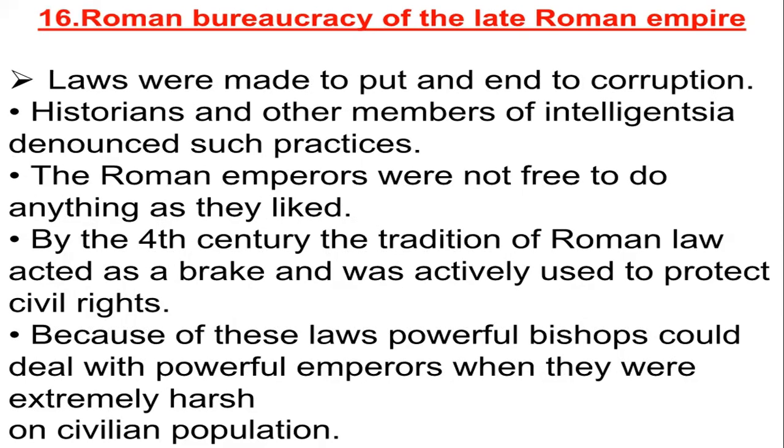A strong tradition of Roman law had emerged by the 4th century, and this acted as a brake on even the most fearsome emperors. Emperors were not free to do whatever they liked, and the law was actively used to protect civil rights. In the later 4th century, hence, it was possible for powerful bishops like Ambrose to confront equally powerful emperors when they were excessively harsh or repressive in their handling of the civilian population.